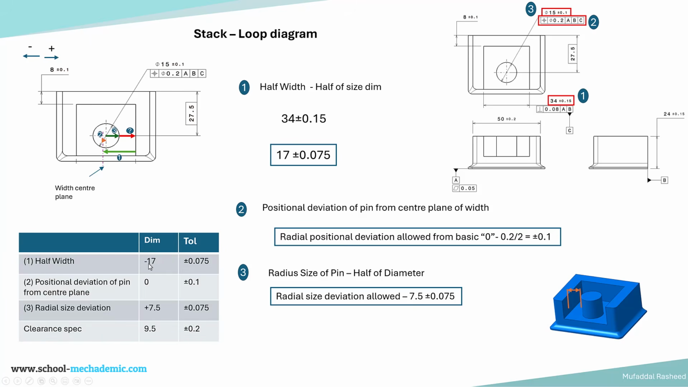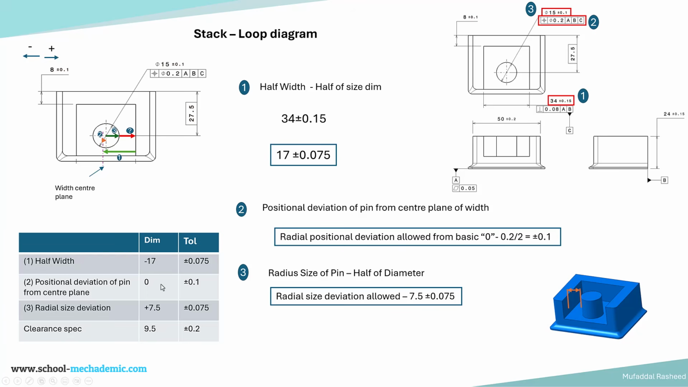So half width is minus 17. The directions are as per the sign convention. Since the first specification is moving from right to left, it is negative as per this. So minus 17. Then for the second, the dimension is 0, only tolerance plus or minus 0.1. For the third, the radial size deviation, it is going from left to right, so it is plus. So plus 7.5 plus or minus 0.075.